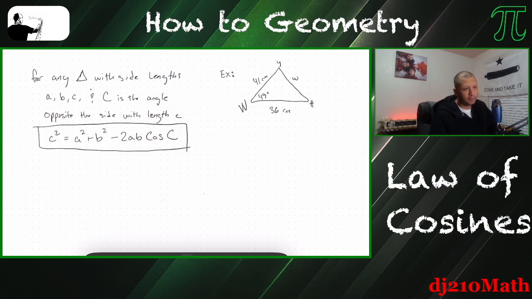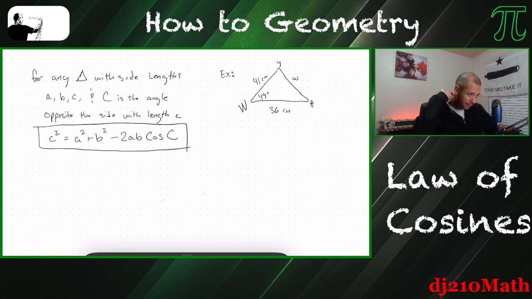Okay, law of cosines. When law of sines doesn't work, law of cosines is the next tool that we have. It says that for any triangle with side lengths a, b, c, and specifically when big C is the angle opposite of the side little c, then this formula here is true.